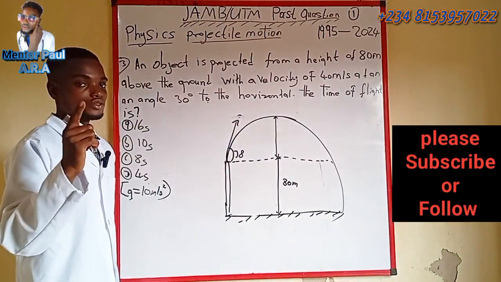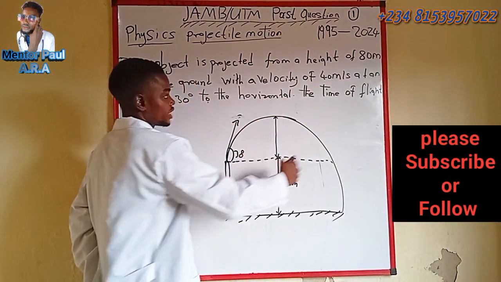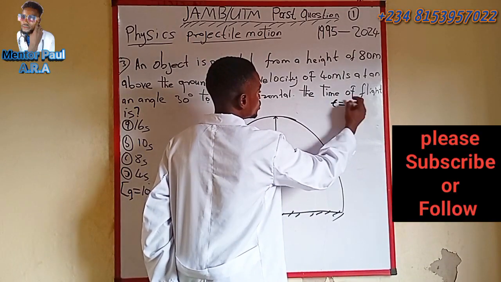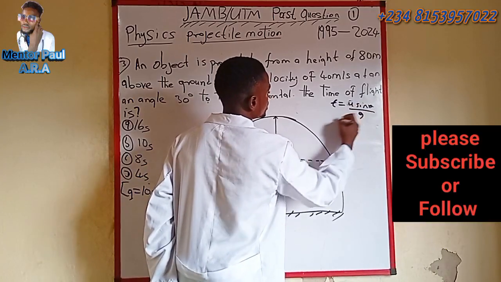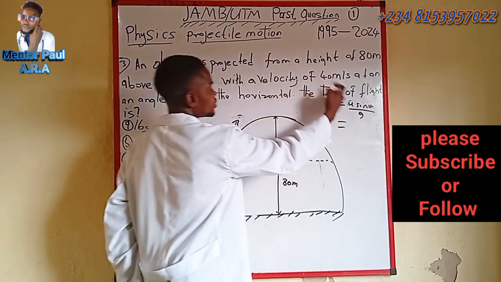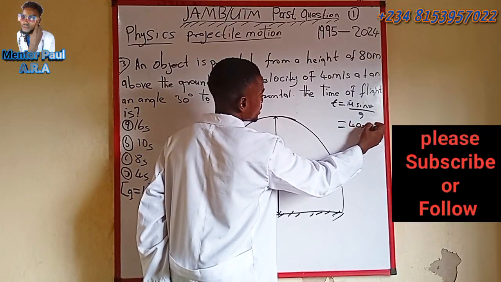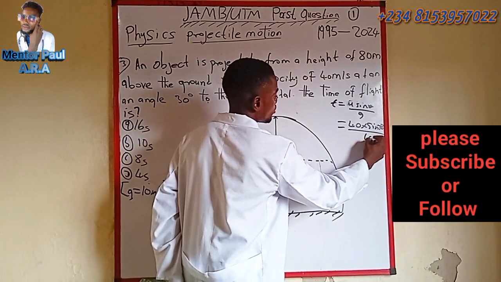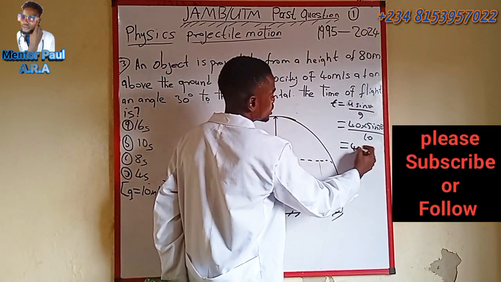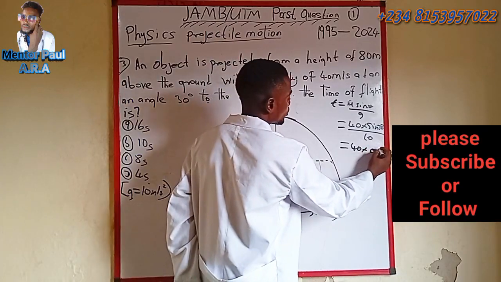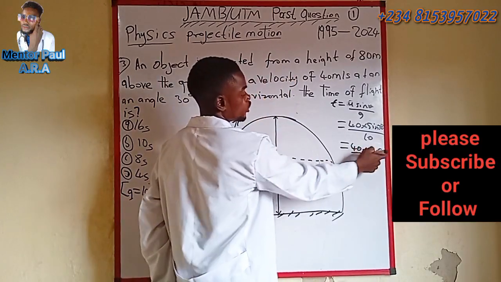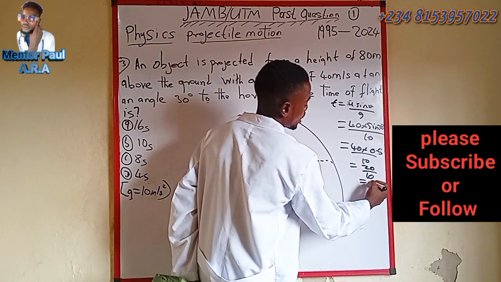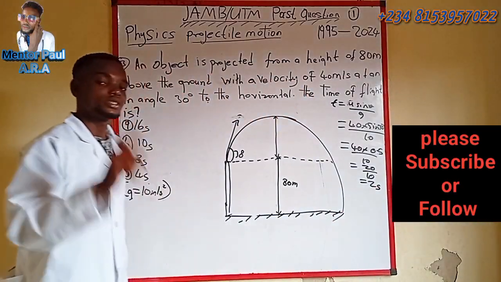Now, this is the mistake you can make if you are asked to calculate the time of flight using T equals U sine theta over g, whereby U is the velocity we have as 40, multiplied by sine 30 degrees, which is the angle of projection, and divided by 10. Here, if you work this out, 40 multiplied by sine 30, which is 0.5, over 10. 40 times 0.5 is going to give you 20 over 10, and this is going to be 2 seconds.